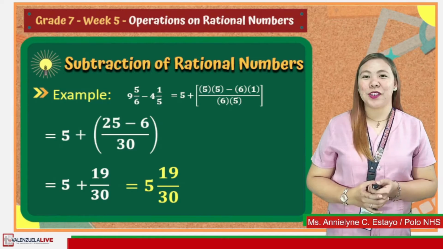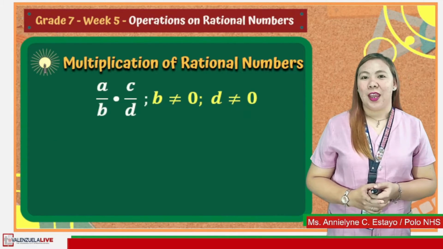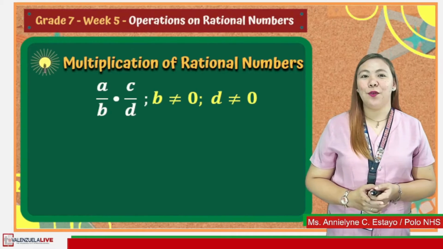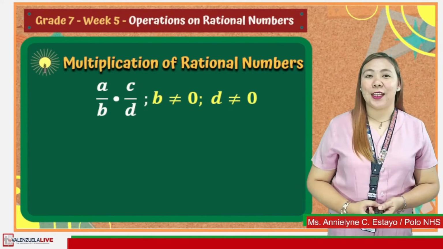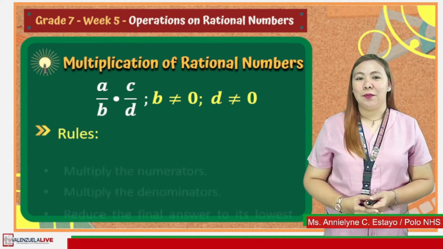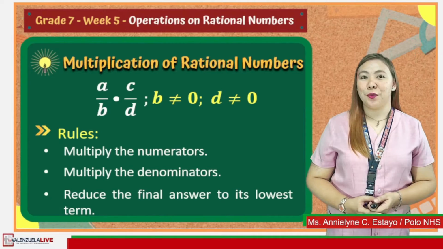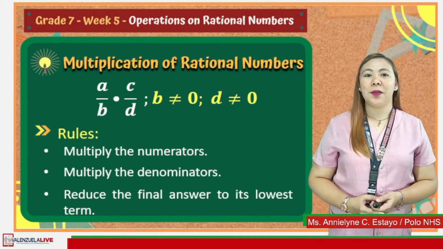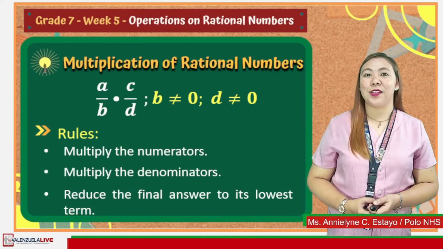Let us now proceed to multiplication of rational numbers. a/b times c/d, where b is not equal to 0 and d is not equal to 0. In multiplying rational numbers, we simply multiply the numerators, multiply the denominators, then reduce the final answer to its lowest term.